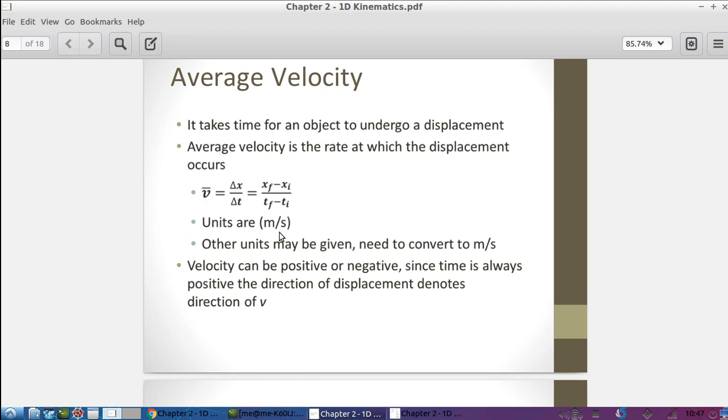So velocity is a vector. If you notice, time is always a scalar. We've noticed that we have positive and negative displacements. So the sign of this top term could be negative. This will always be positive, right? So velocity is a vector. It has a direction too. Right now we're living in one-dimensional kinematics, so it'll either be in the positive x direction or negative x direction.